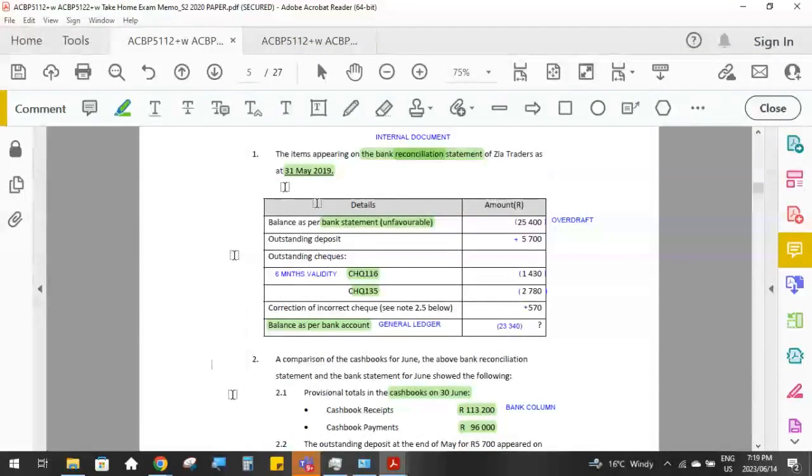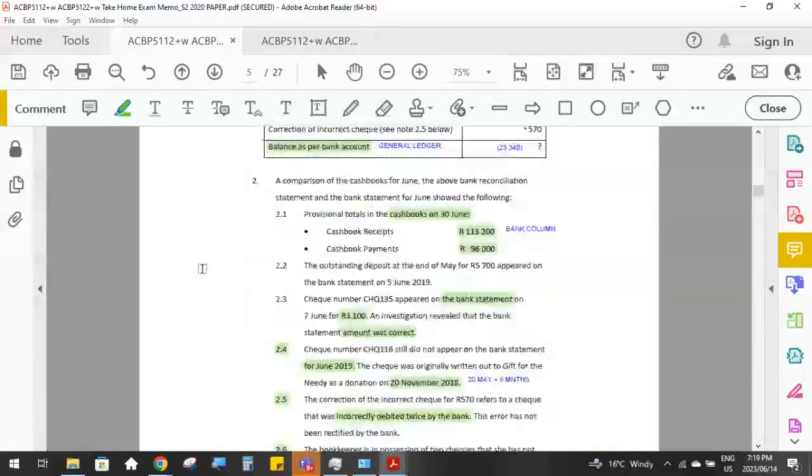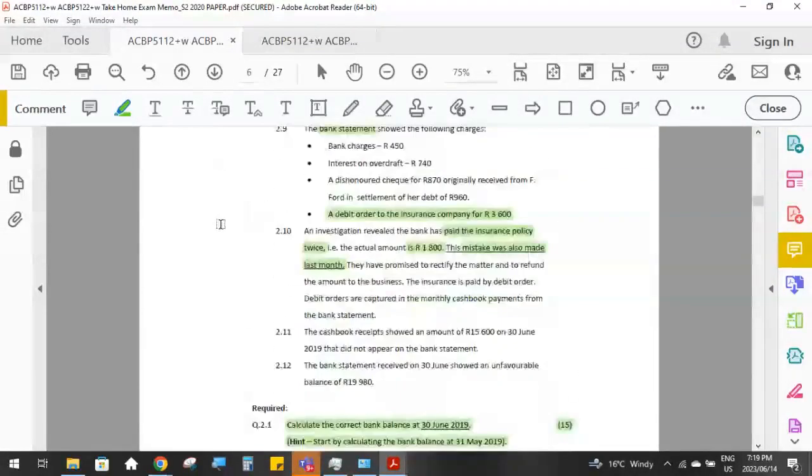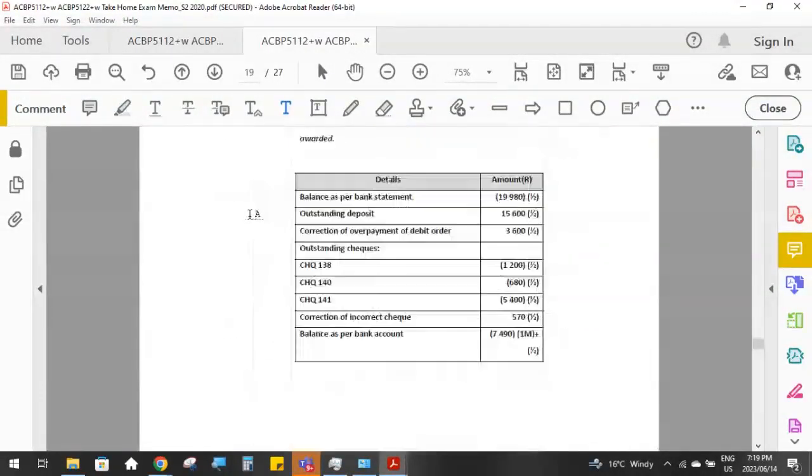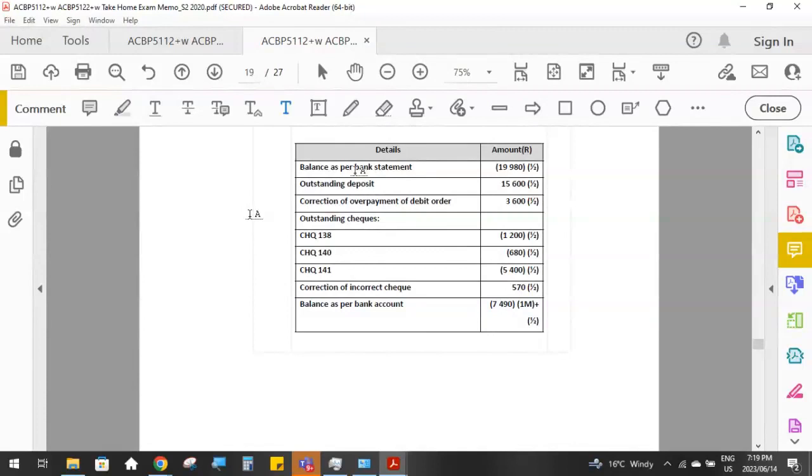So the first line item on your 30th of June bank recon must be balance as per the bank statement. So go and have a look in the information. Where did they tell you what the bank statement amount is? Somewhere here. The bank statement received on the 30th of June showed an unfavorable balance of 19,980. So you know that that is your starting point for the bank recon.